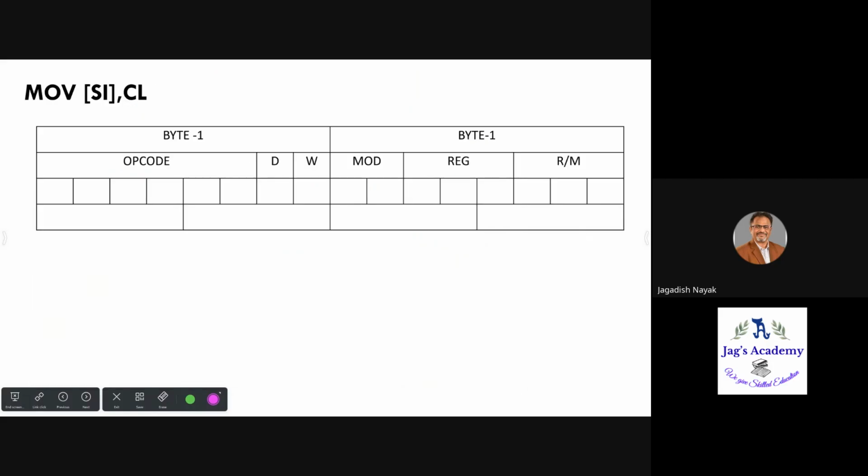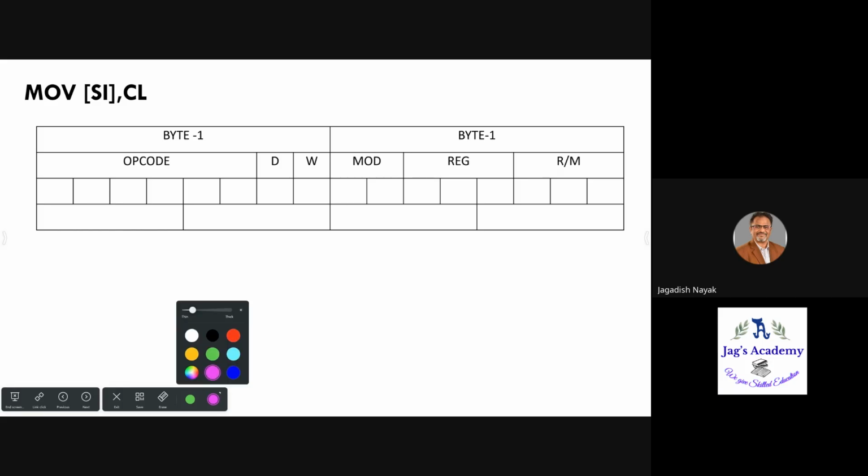Now, can you do this yourself? I want you to try. Those who are online, please try this. What is the opcode? This is the same instruction format. This is not immediate addressing mode. What type of addressing mode is this? Tell me. This is indirect, register indirect addressing mode.